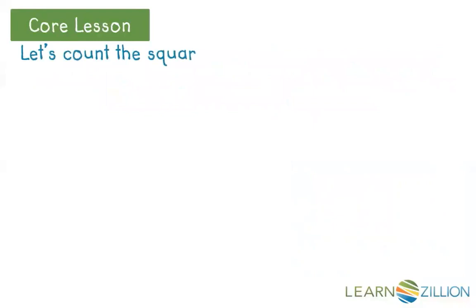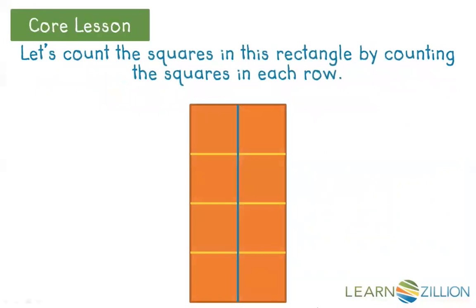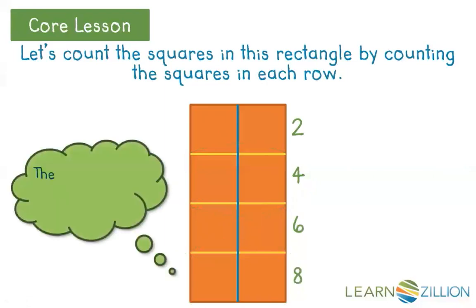Let's count the squares in this rectangle by counting the squares in each row. Each row has 2 squares, so we can count by 2s to find the total number of squares. So if we count the squares in each row, 2, 4, 6, 8, there are 8 total squares in this rectangle.